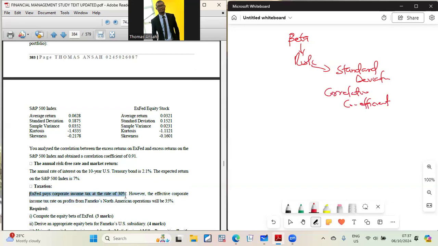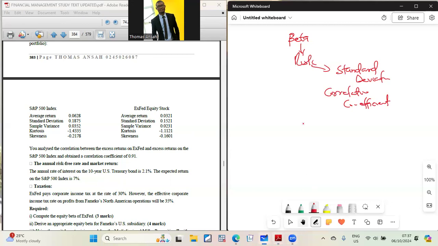XFed paid corporate tax of 30%. However, the effective corporate income tax on profit from Famicor's North American operation will be 35%. So take note of that. Which tax rate will we use? Because we are using proxies, we will be using XFed's. When we come to our own, then we will use our tax rate. So that is that. When we come to Famicor, we will use that.